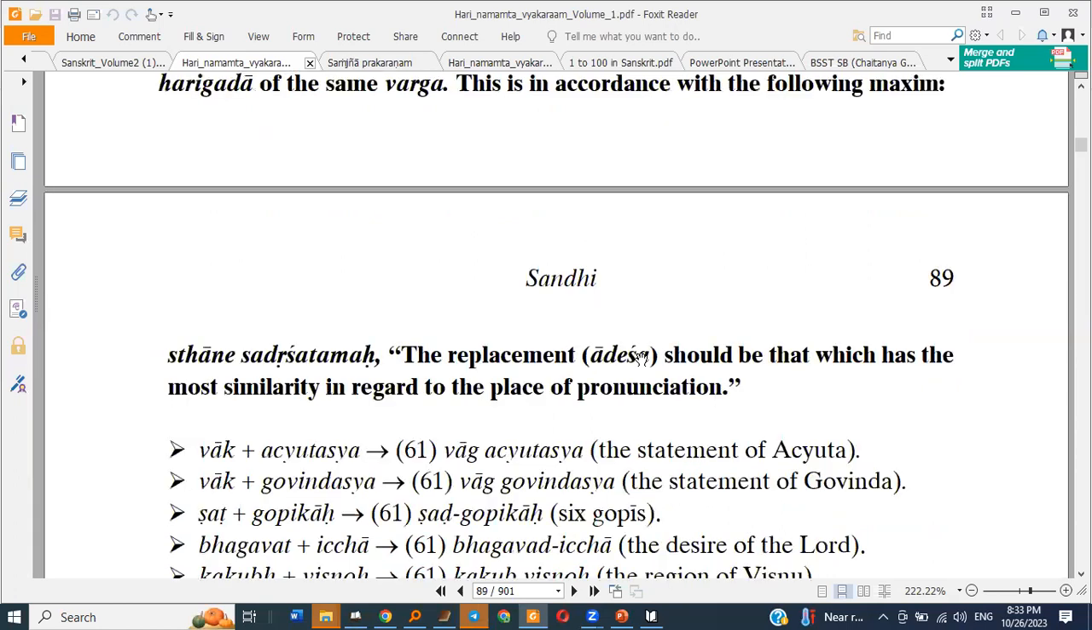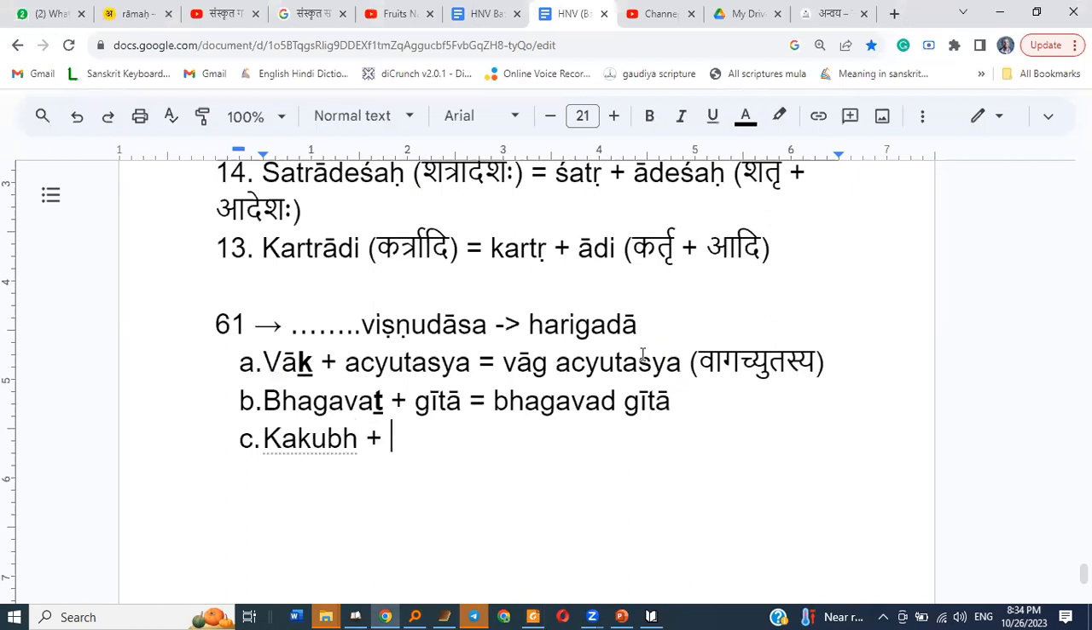Jiva Goswami gives a few more examples here. Let's say Kakuk Vishnu. Now is Bha Rama a Vishnu Dasa? Yes, it is. So what will Bha become? What is the Harigada for Bha? Ba. So it's not necessarily that it will be Hari Kamala only. It can be any from the Vishnu Dasa. So it will be Kakub Vishnu.